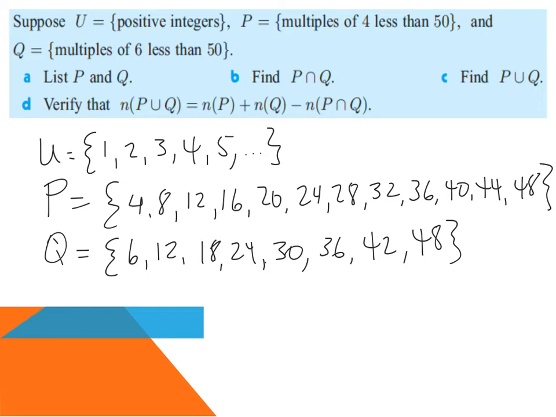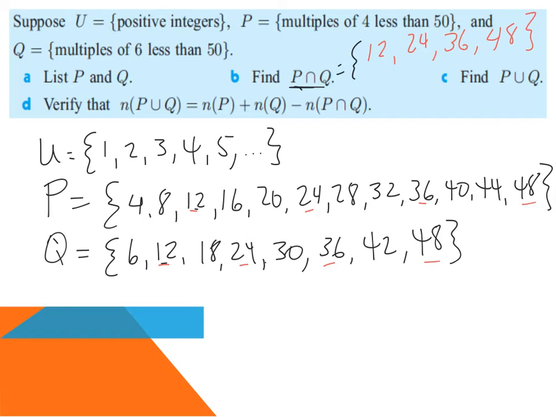So now it says find the intersection of P and Q. The intersection is the things they have in common. If I look, they have a 12 in common, right here and right here. So 12 is one of them. Then they have a 24 in common. And then they have a 36 in common. And then they have a 48 in common. So the intersection of P and Q is 12, 24, 36, and 48.